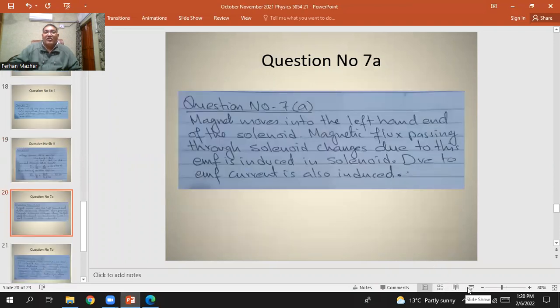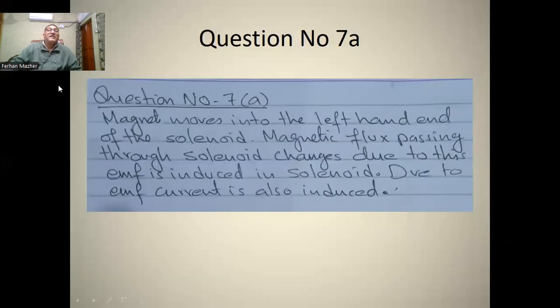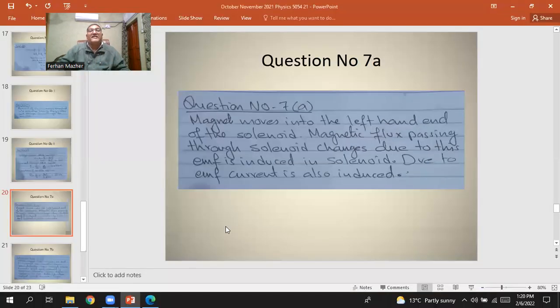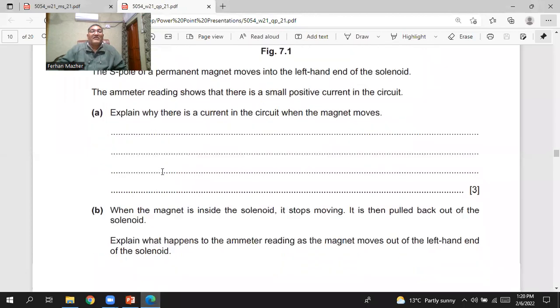Let me show you. Okay, so here we go. The answer says: the magnet moves into the left hand end of the solenoid. Magnetic flux passing through the solenoid changes. Due to this, EMF is induced in the solenoid. Due to the EMF, current is also induced. That's why the ammeter shows a deflection. So hopefully you understand. Okay, let's move to the next part.